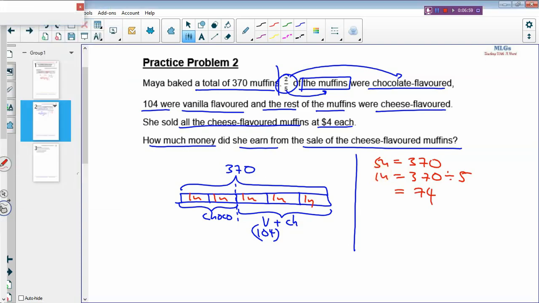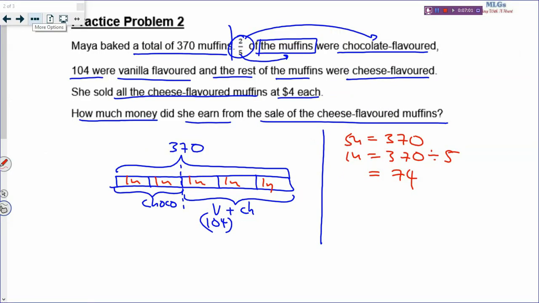Alright, so if 1 unit is 74, you can find how many are 3 units. So over here, how many is 3 units? So you take 74 and you times 3. Right? 74 times 3, and you will get 222, which you can put on the model. So whatever numbers you have found, you add on to the model.